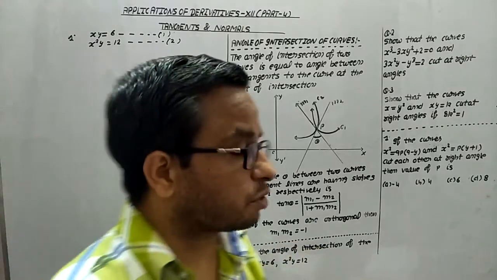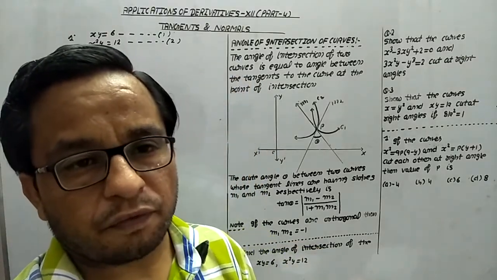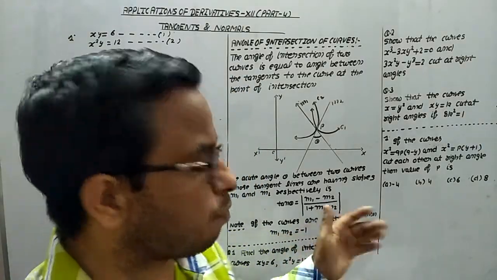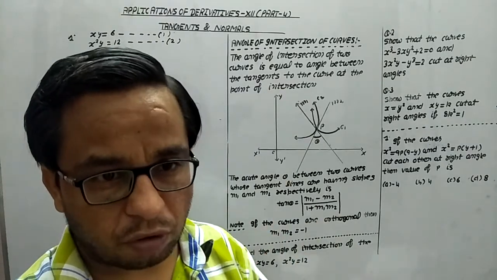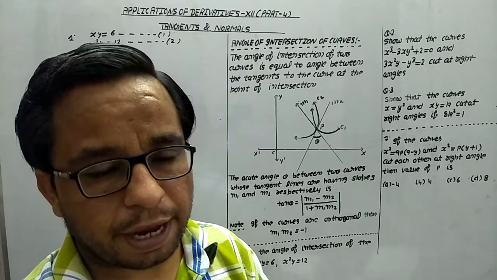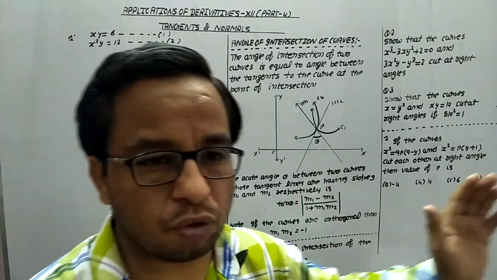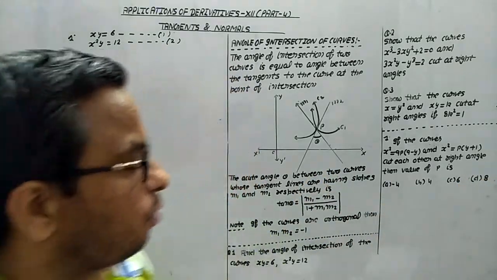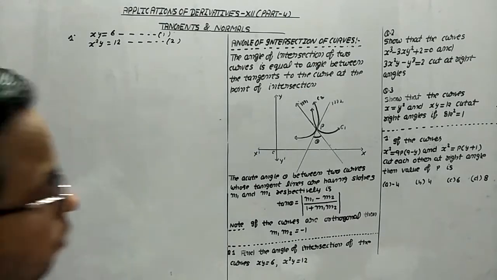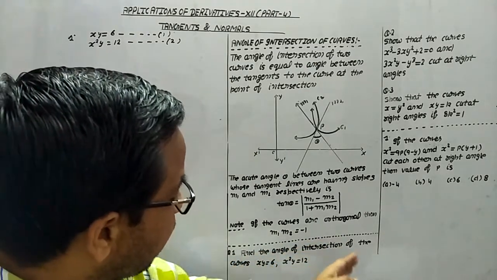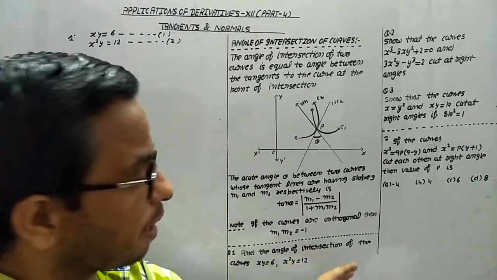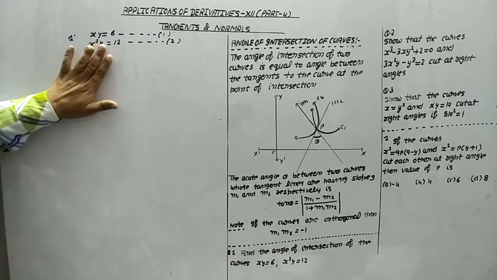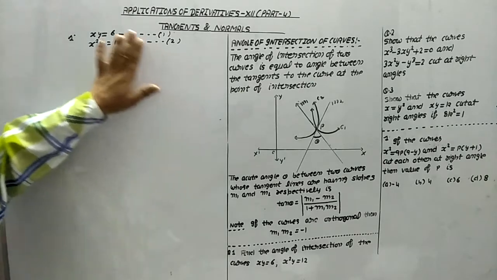If the curves are orthogonal, then we can take m1 m2 equal to minus 1. Or if we have to prove curves are orthogonal, then we will show that m1 m2 is equal to minus 1. Now let's start with these questions. In question number 1, find the angle of intersection of curves xy equals 6, x square y equals 12. Now we have these two equations.